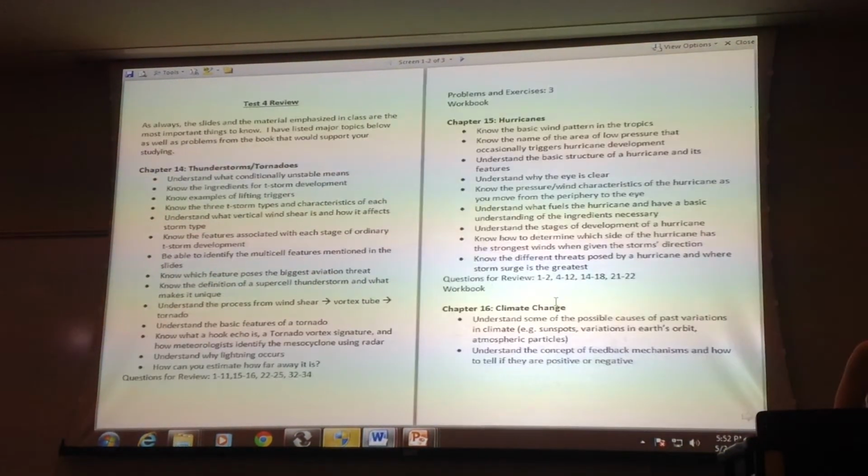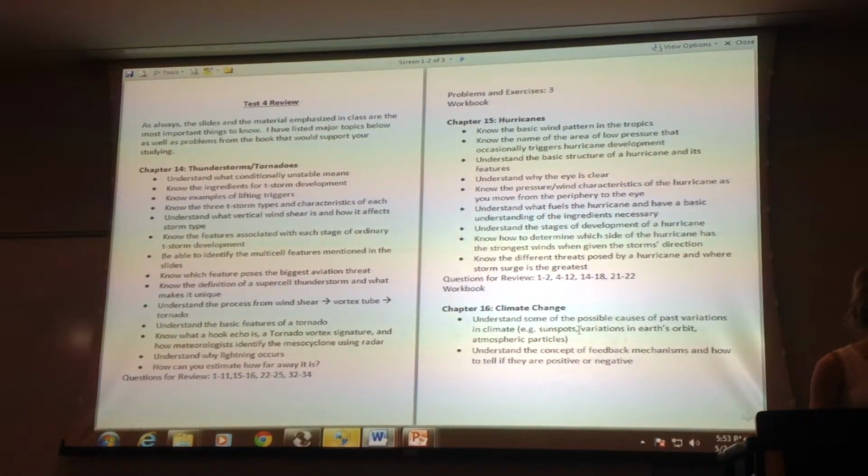Okay, this is my least favorite. So climate change. Understand some of the possible causes of the past variations that we've seen. Those were, we talked about sunspots, we talked about the Milankovitch theory, do you remember that? Where changes in the Earth's wobble, in the Earth's orbit, and the angle, the tilt of the Earth, those changes, we can consider those possible causes for the past variations.